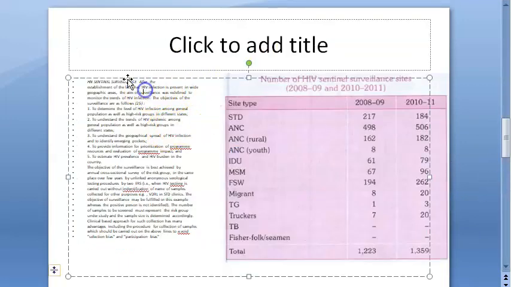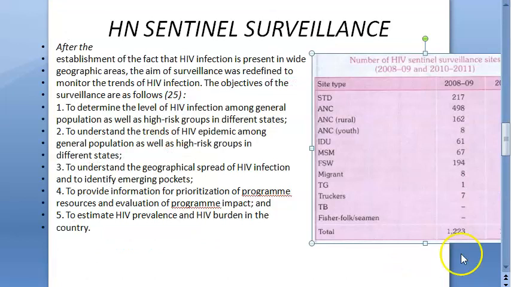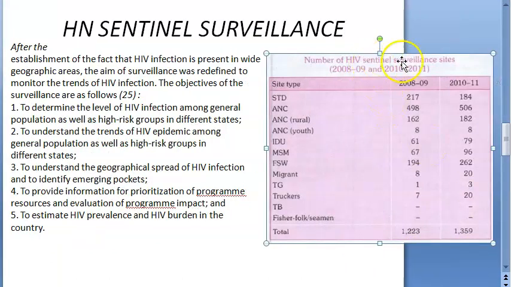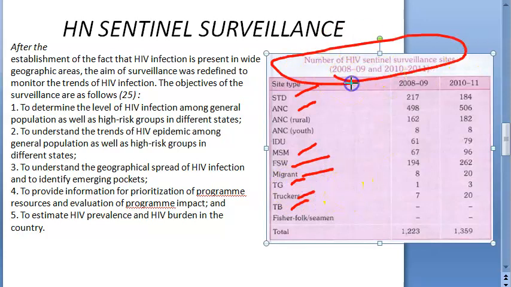Look at this table here first: number of HIV sentinel surveillance sites. Let us look at the sites. They had STD clinics, antenatal checkup clinics. Then you have female sex workers, men having sex with men, migrants they checked, and truckers they checked. They checked tuberculosis patients for HIV. So these were HIV sentinel sites.